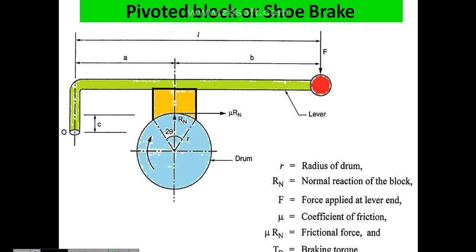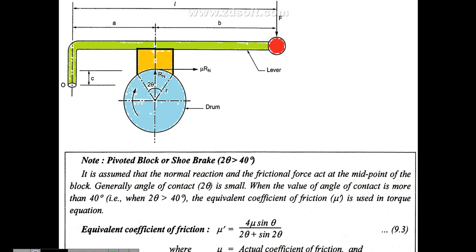Normally in this type of arrangement we are asked to calculate the braking torque. Here we have a shoe that makes contact over a 2 theta area. Before going to the exact problem, you have to do one thing: whenever the 2 theta angle is more than 40 degrees, you have to find one more mu, that is, another coefficient of friction.